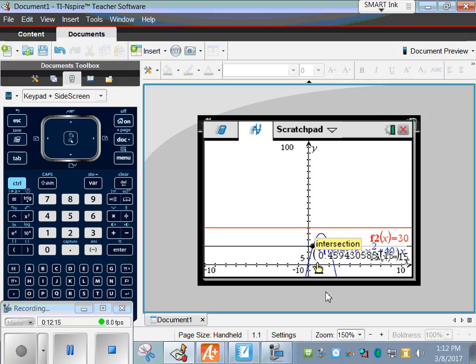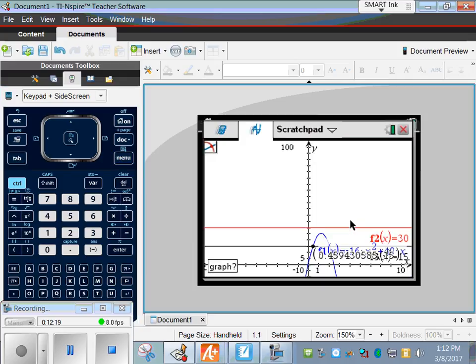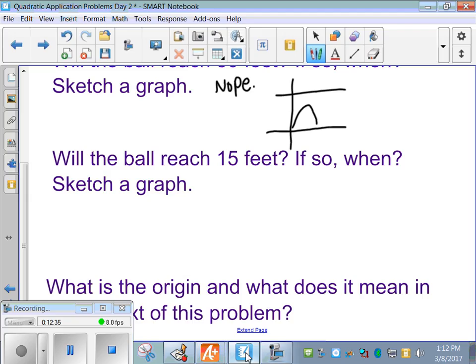And then you find the other one. It crosses twice, right? So you go menu, analyze graph, intersection. Again, click on the parabola and the black line, and then go left of it, right of it, and it's all jumbled up, so highlight it so you can see it. 2.041 seconds. So you would write graph, line, and you would put the two times that you just got in seconds for when it crosses. Okay?